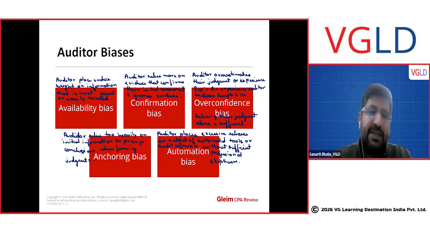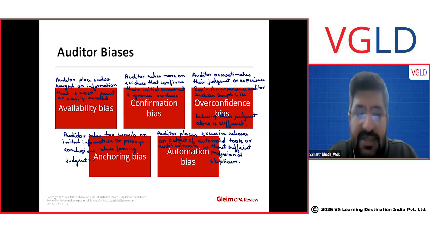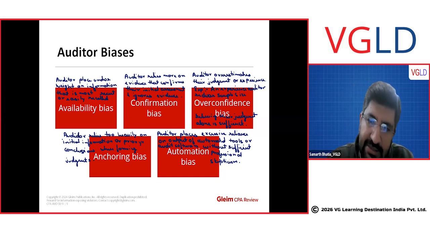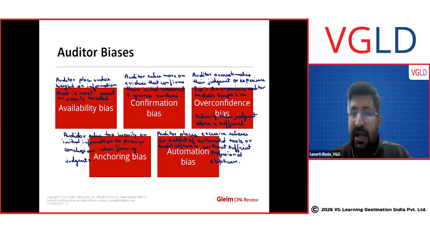Suppose the question asks which bias threatens professional skepticism, I would say all of the above will qualify, because professional skepticism is somehow threatened in every bias we have. Availability, confirmation, overconfidence, anchoring, automation, everywhere there is a bias.